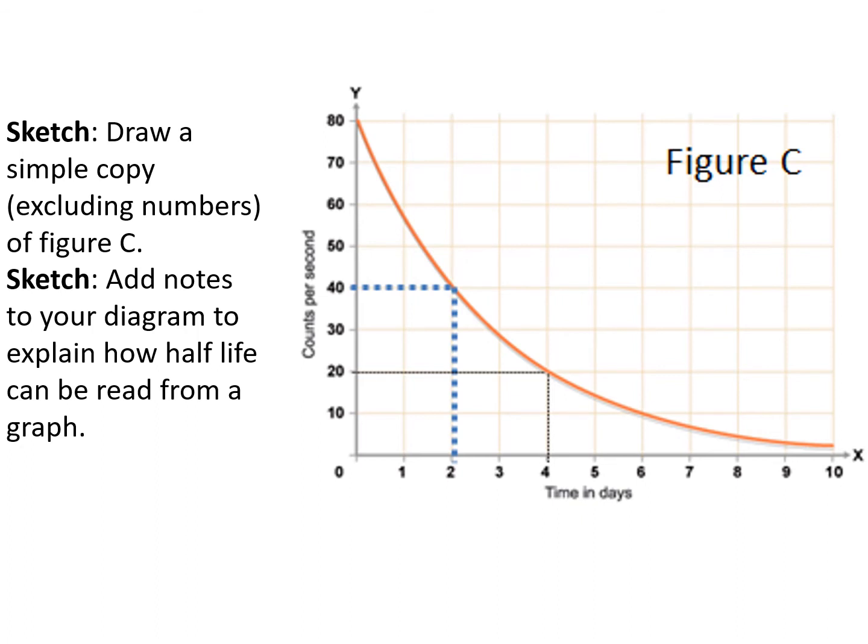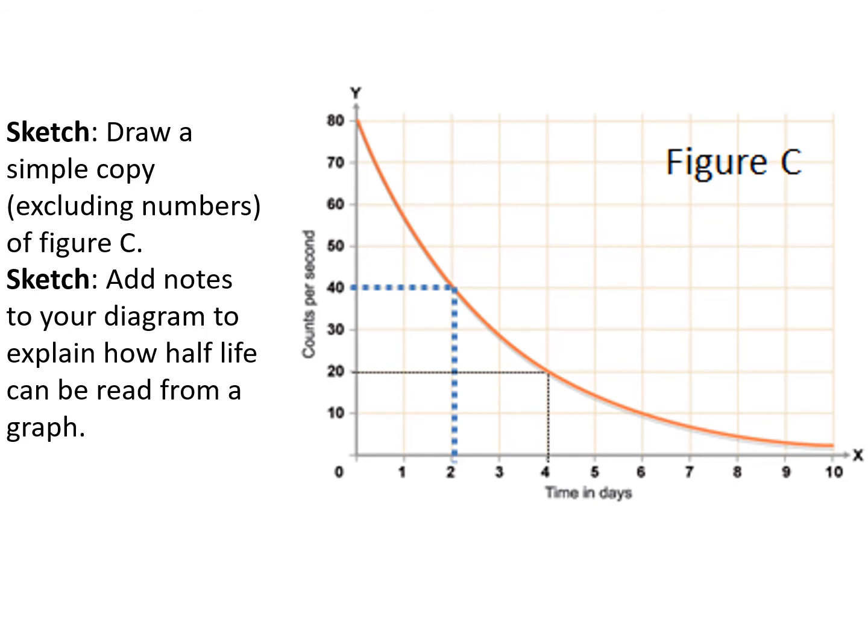When you draw that line directly across to the curve and then draw the line downwards from the point where it intersects, you find that this took 2 days. So it took 2 days to go from 80 to 40. But let's look also at the difference between 40 and 20. So 20 is half of 40. To halve from 40 to 20, it took another 2 days. So that means the half-life of this isotope is 2 days, because for the number to halve, it always takes 2 days.